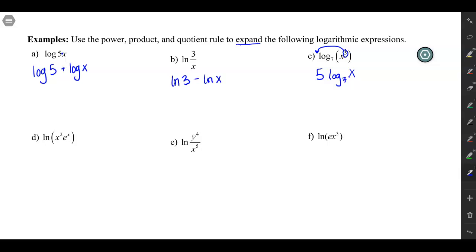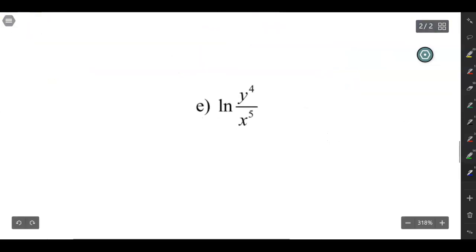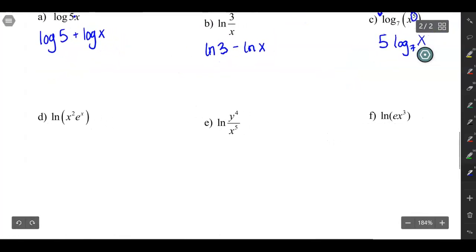Okay. All right, let's go ahead and take a look at some more. These first examples are very basic. We just used a power rule, a product rule, or a quotient rule. Now we're going to look at using multiple rules in the same problem. So in D, I have the natural log of x squared e to the x. Let's remember that the x squared and the e to the x are being multiplied together, which means that I can separate this into the ln of x squared plus the ln of e to the x.